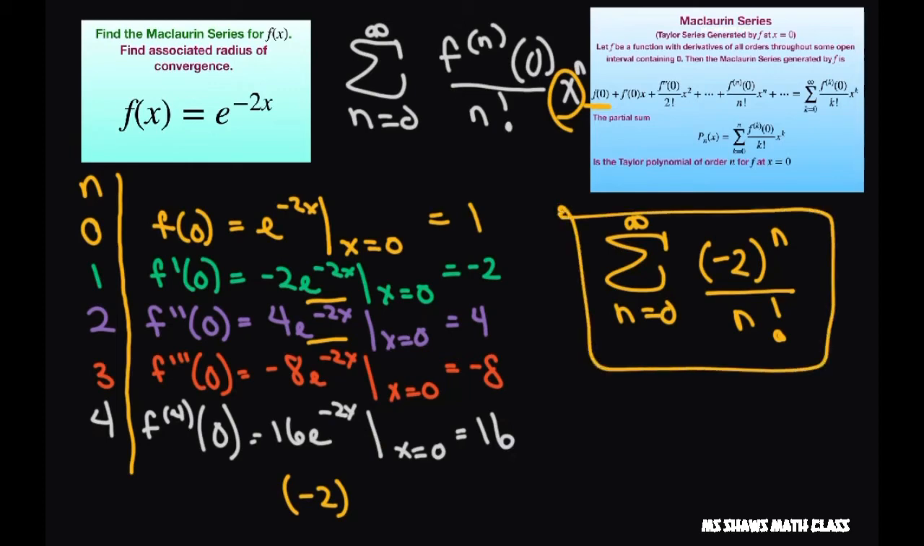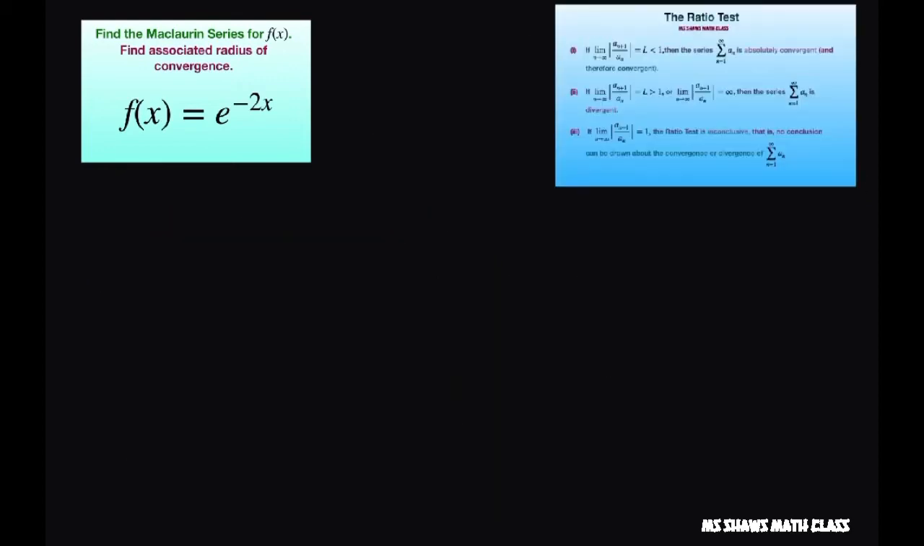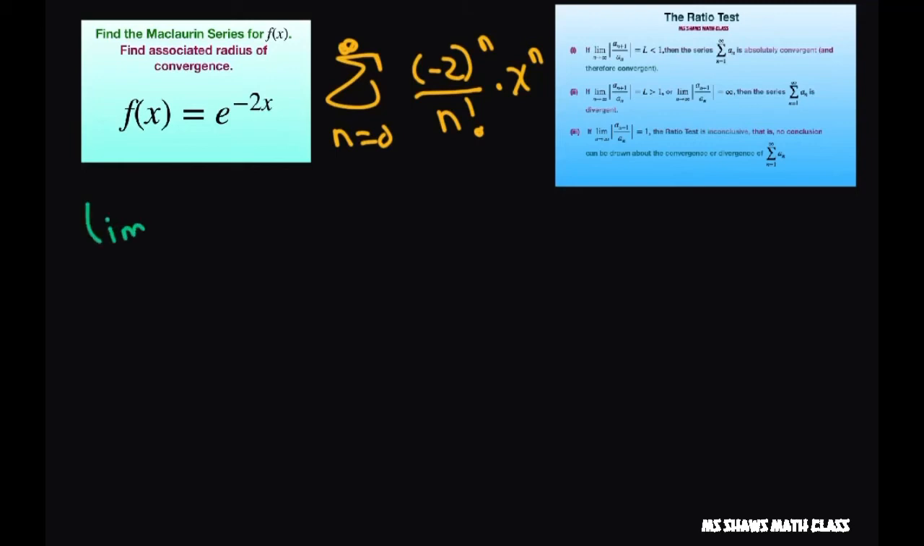And now we have to find the associated radius of convergence. We're going to use the ratio test. So let's go ahead and write this again. With the sum n equals 0 to infinity, negative 2 to the power of n divided by n factorial, and then times x to the power of n. So we're going to take the limit as n approaches infinity of the absolute value of a sub n plus 1 divided by a sub n.